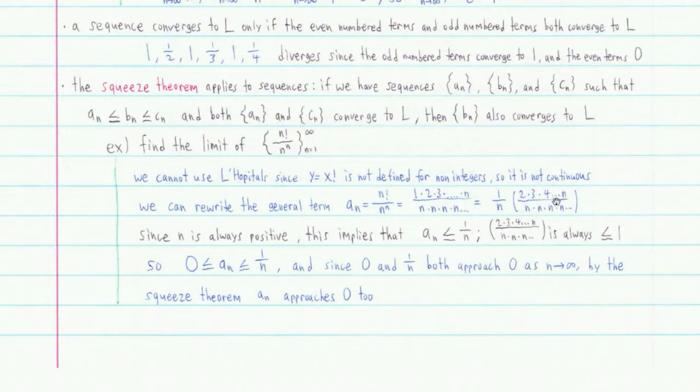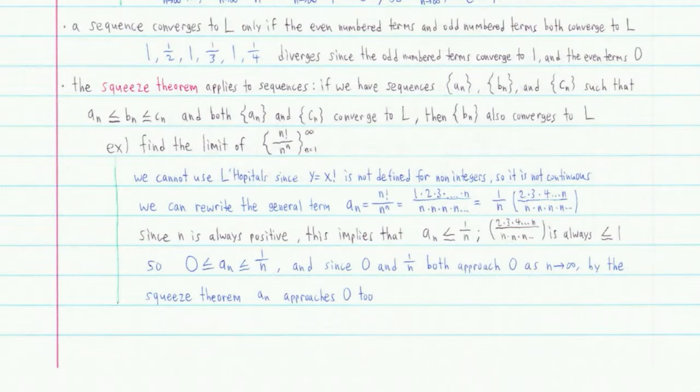And if n is 2, then it will just be 2 over 2, or 1. So this is always going to be less than or equal to 1, which means that since this general term is equal to 1 over n times this term, the general term is always less than or equal to 1 over n.